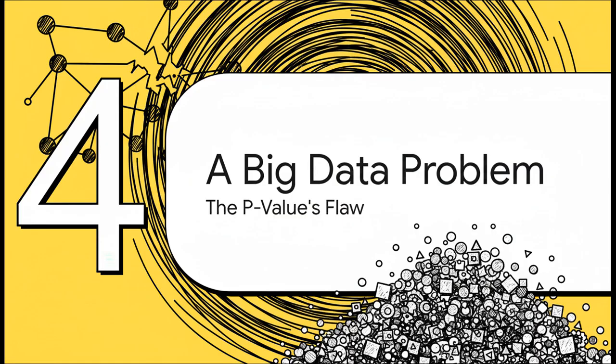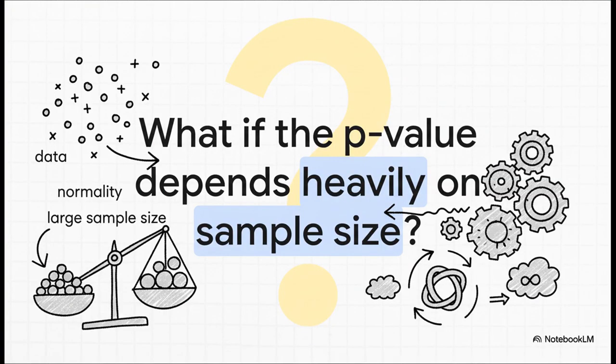This whole analytical method has a massive flaw, and it all comes down to how much data you have. See, the giant problem here is that the p-value isn't just measuring normality. It's also super sensitive to your sample size. And this creates this incredibly frustrating paradox that can really lead you astray.